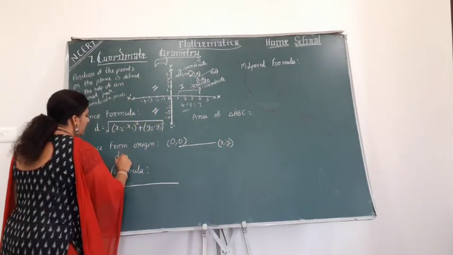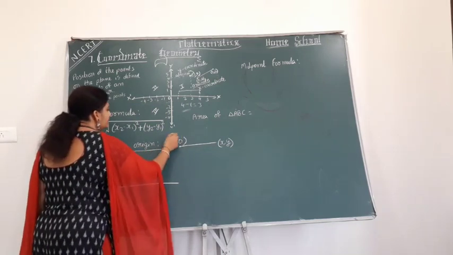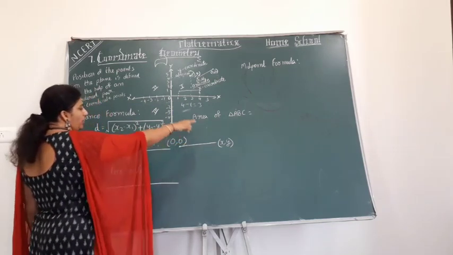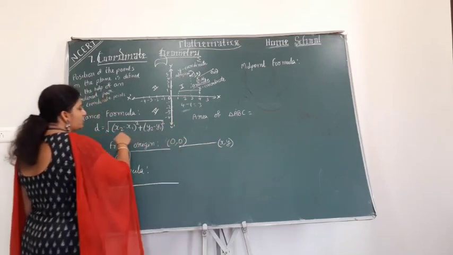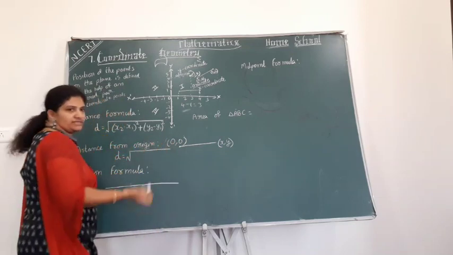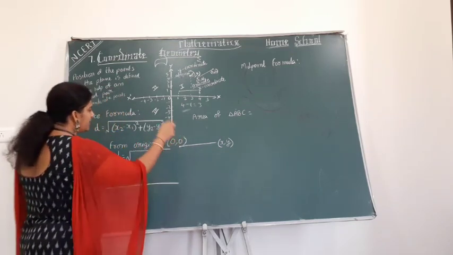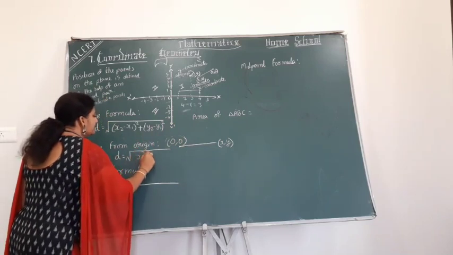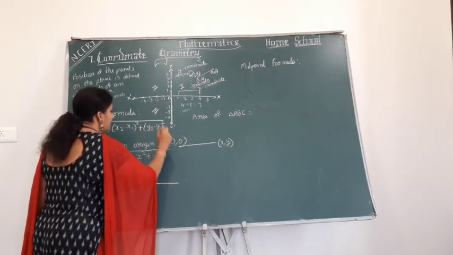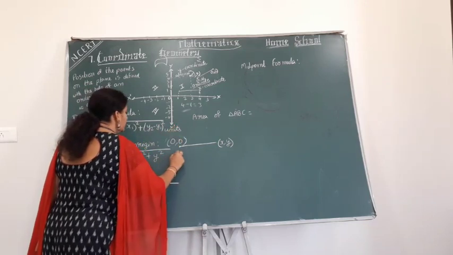What is the formula here? D is equal to the square root of... you can skip this. How? (x2 − x1)², the same formula you can apply: (x − 0)², and 0 is neglected. So I'll just skip the origin coordinates and write only x² + y². This we are going to write with the units.